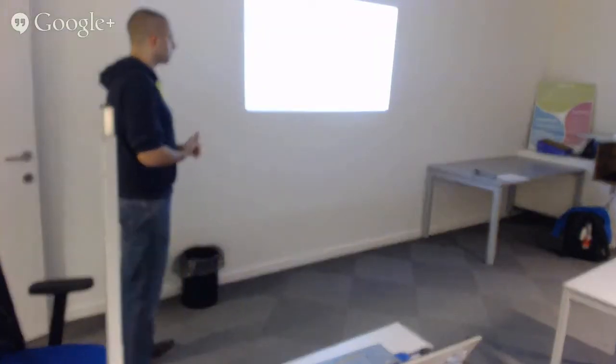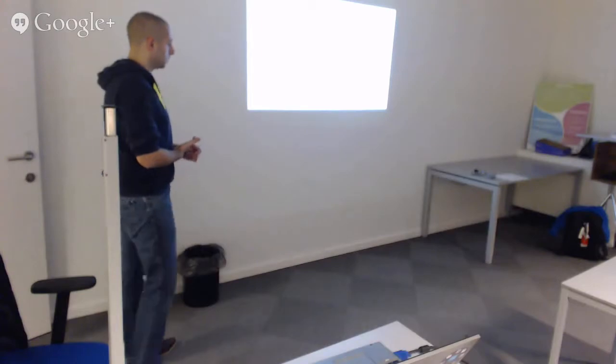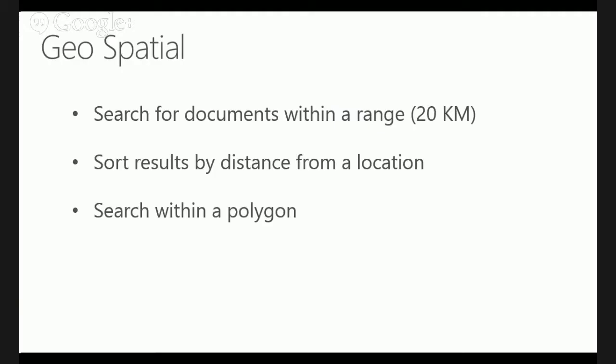The geospatial search allows us to build a few advanced search features, like searching for data within a specific range. So at the end of the session, I'll show a small application I've built to find restaurants, and we'll take a look at how easy it is to find restaurants around this location, in a range of 20 kilometers, for example.